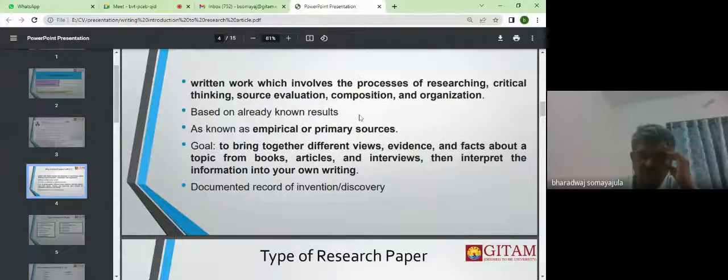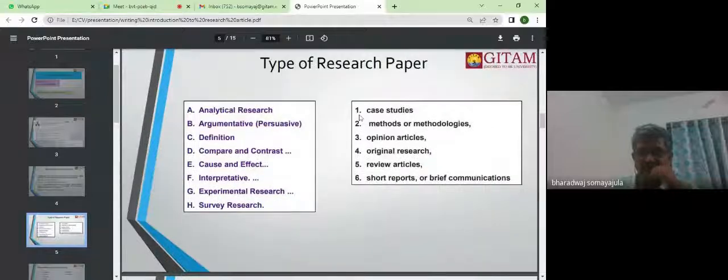Okay. Now, the previous speaker has spoken much about the types of research papers. Let me put it in a very simple way. Types of research papers are basically characterized into two different parts: your analytical research, argumentative research, definition research, compare and contrast research, cause and effect research. Interpretative research comes basically in the linguistics part.